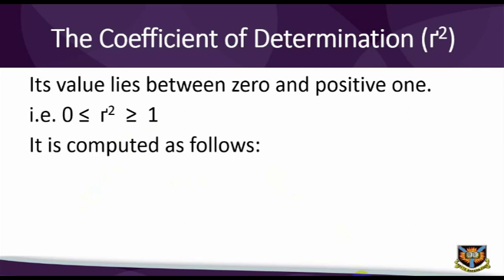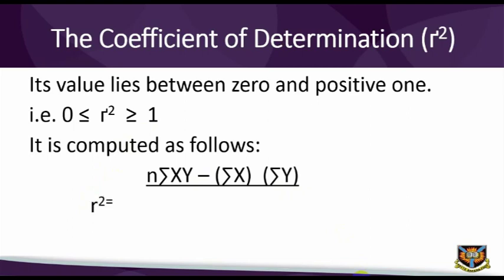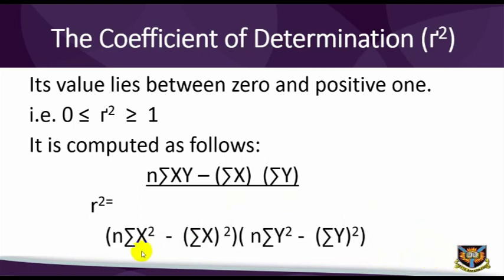It is computed as follows: r squared is equal to [n summation xy minus (summation x)(summation y)] over [n summation x squared minus (summation x) squared][n summation y squared minus (summation y) squared]. All terms retain their previous meaning.